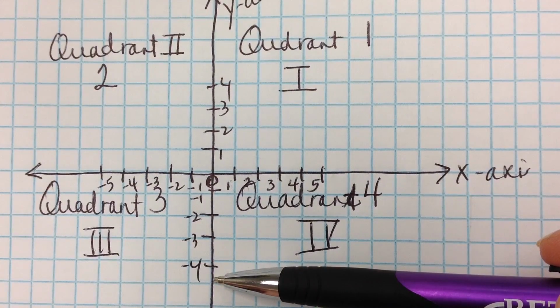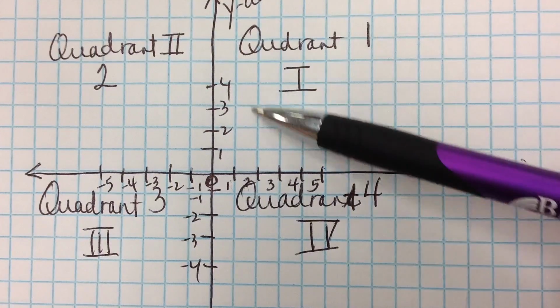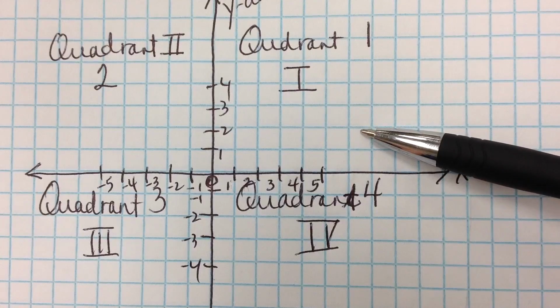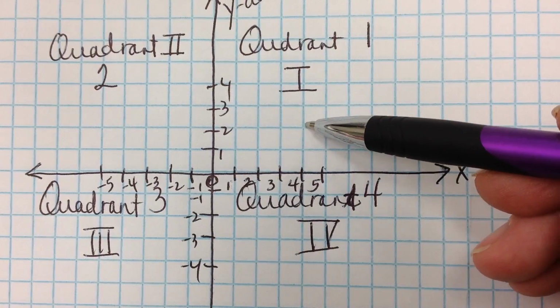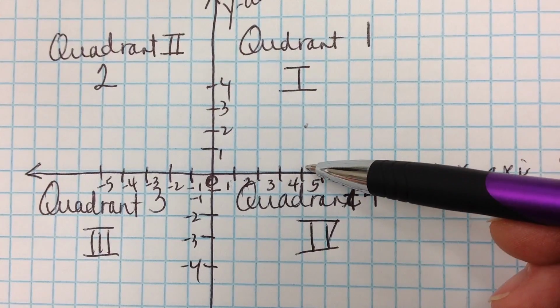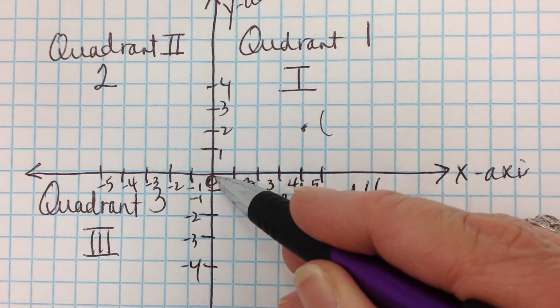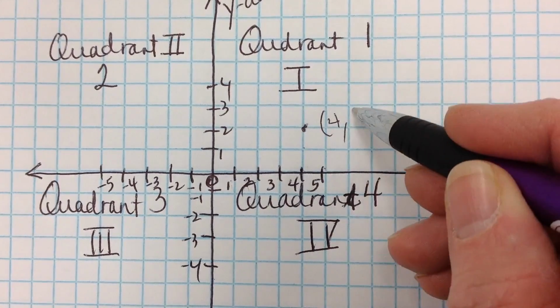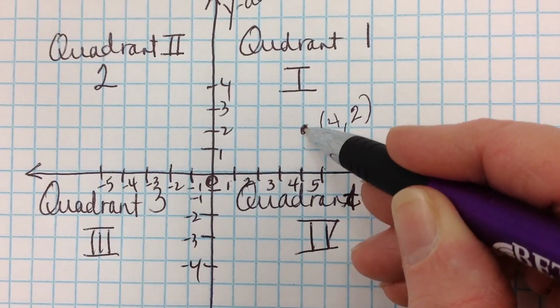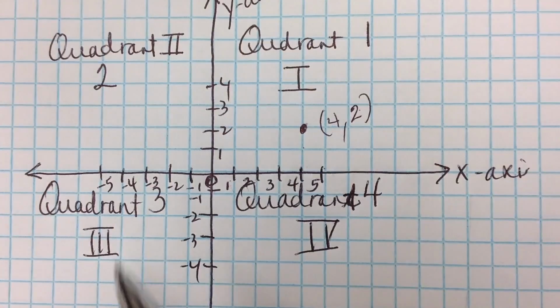We have quadrants. We've been working so far in quadrant 1 on our previous examples. In quadrant 1, if you have a point, say right here, your x is positive and your y is positive. So the name of this point would be out 4 on the x-axis, up 2 on the y-axis. So the name of that point would be (4, 2). This is all quadrant 1.